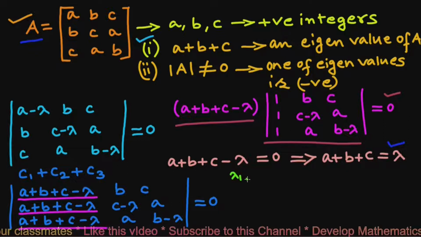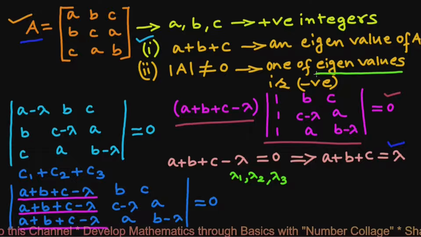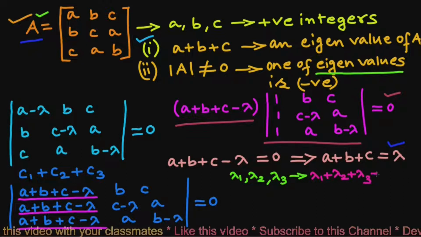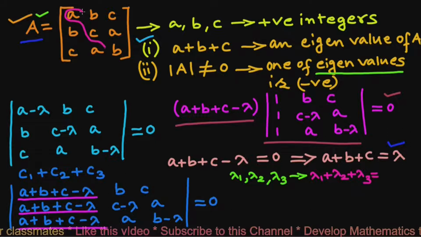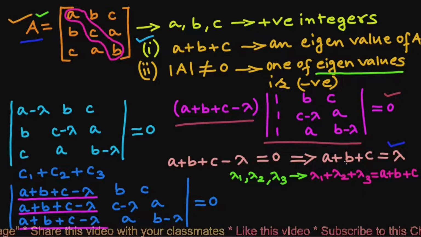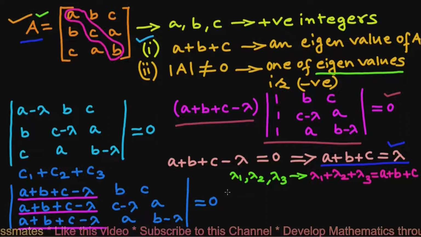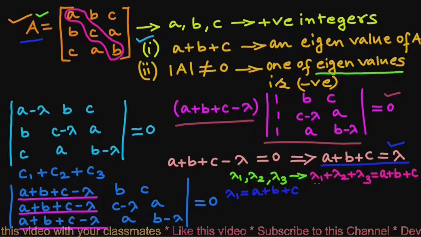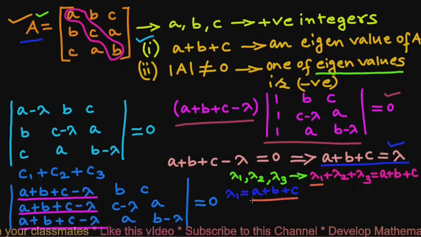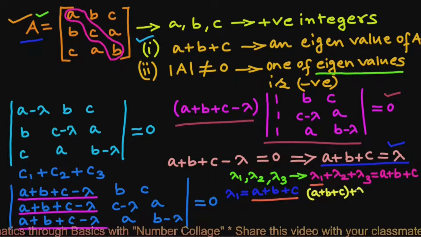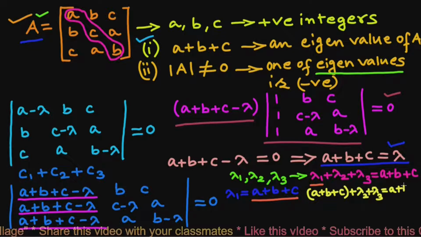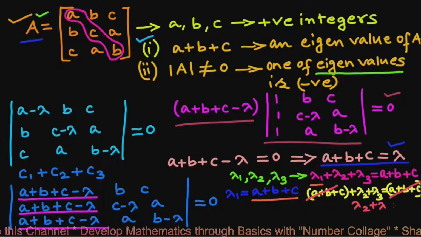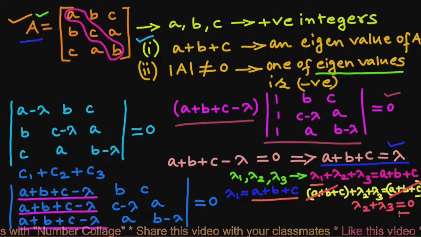Now if lambda 1, lambda 2, lambda 3 are the eigenvalues of matrix A, then we have seen that lambda 1 plus lambda 2 plus lambda 3 equals the sum of the diagonal elements A, B and C. But here A plus B plus C is an eigenvalue, so one of the eigenvalues lambda 1 equals A plus B plus C. If we put lambda 1 equals A plus B plus C, then A plus B plus C plus lambda 2 plus lambda 3 equals A plus B plus C. This A plus B plus C gets cancelled and we get lambda 2 plus lambda 3 equals 0. We name this equation 1.